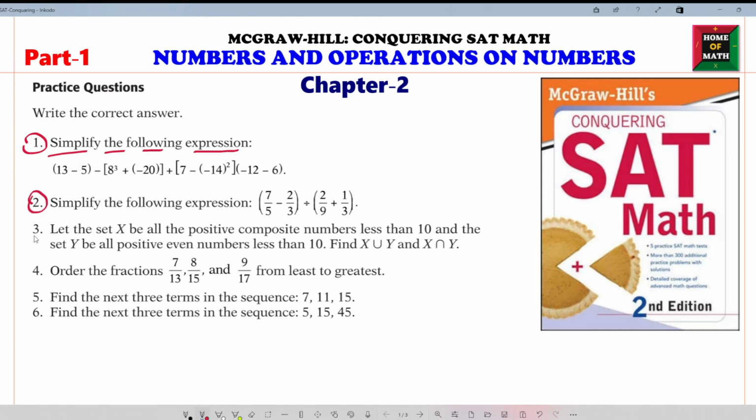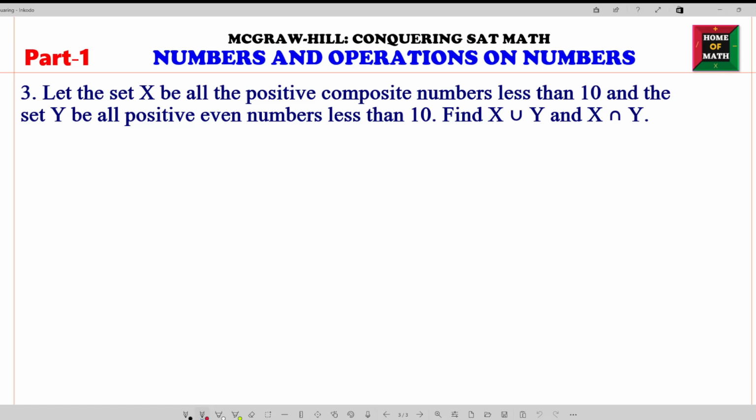Now we will start number 3. Number 3: let the set X be all the positive composite numbers less than 10 and Y be all positive even numbers less than 10, right?